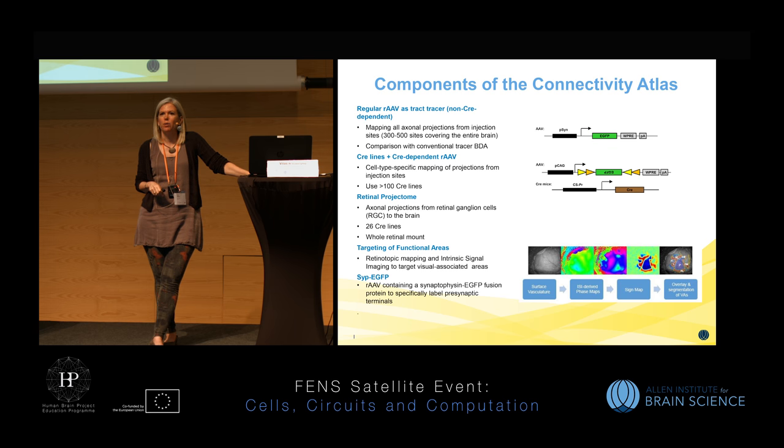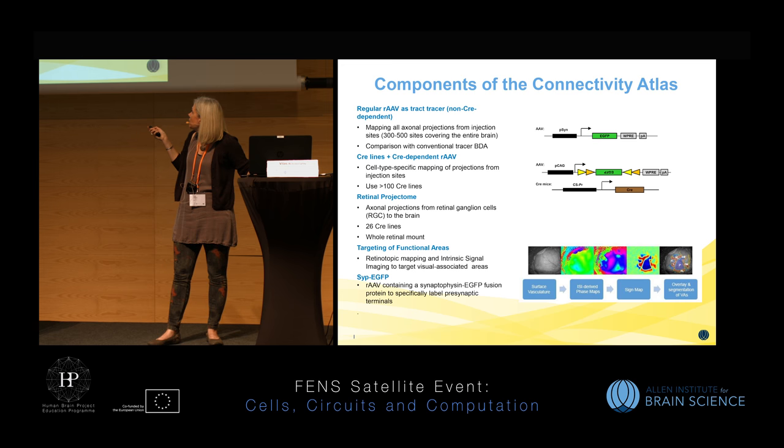We also have a retinal projectome on this project. So we injected the virus into the eye of the mice, and then we looked to see where the ganglion cells were projecting to in the brain. And then we started to functionally target areas. So we've been concentrating in the visual cortex. And structurally, this is an example of the visual cortex here.